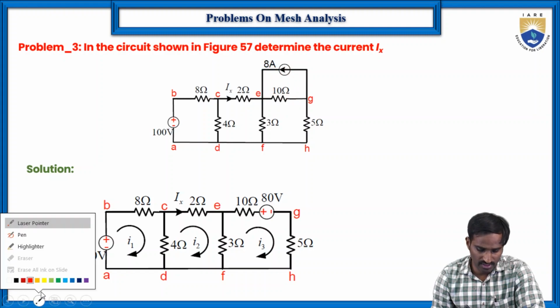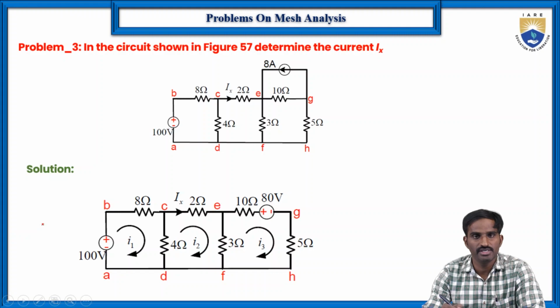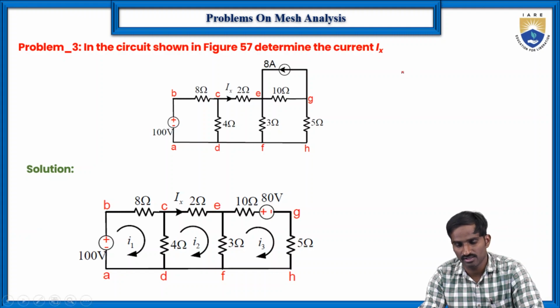Then how we can convert the current source into the voltage source, that we have already discussed in the topic of source transformation. So which means the current source can be transformed into voltage source and the voltage source can be transformed into current source. But there is one condition. If there is an internal resistance in parallel with that particular current source, then only we can convert that current source into voltage source.